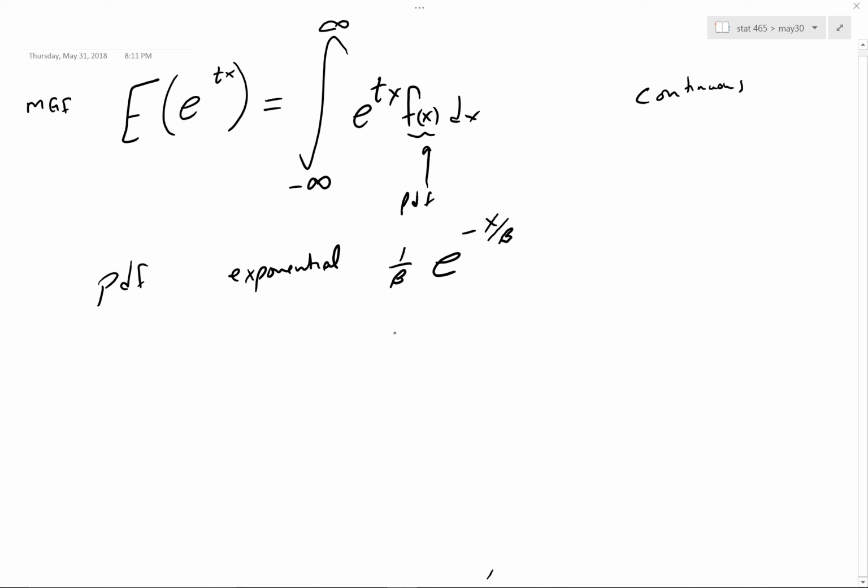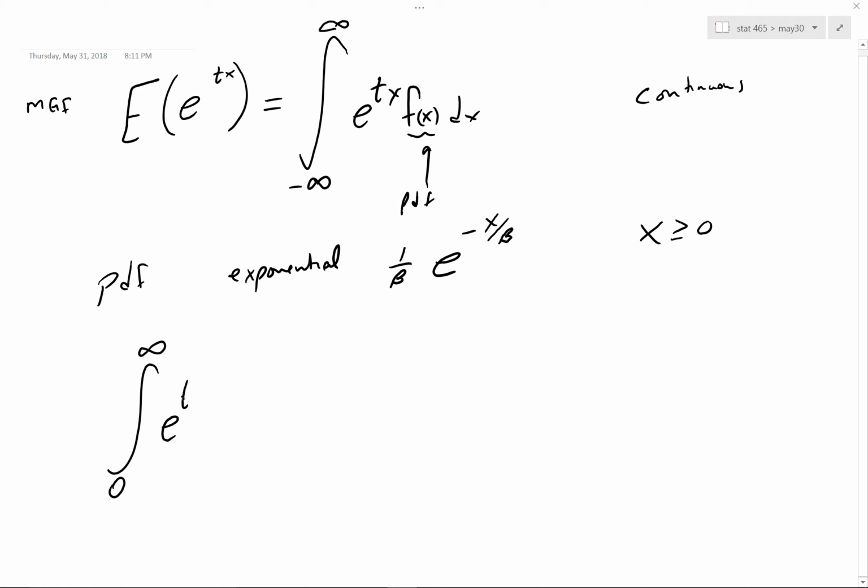Be aware that some books, not yours, but some books write them this way, where lambda is equal to 1 over beta. There is my exponential equation. So if I were to do this, remember exponential has to do with waiting times. It's the idea that x is greater than or equal to 0, which means when we do our integral, it's going to go from 0 to infinity.